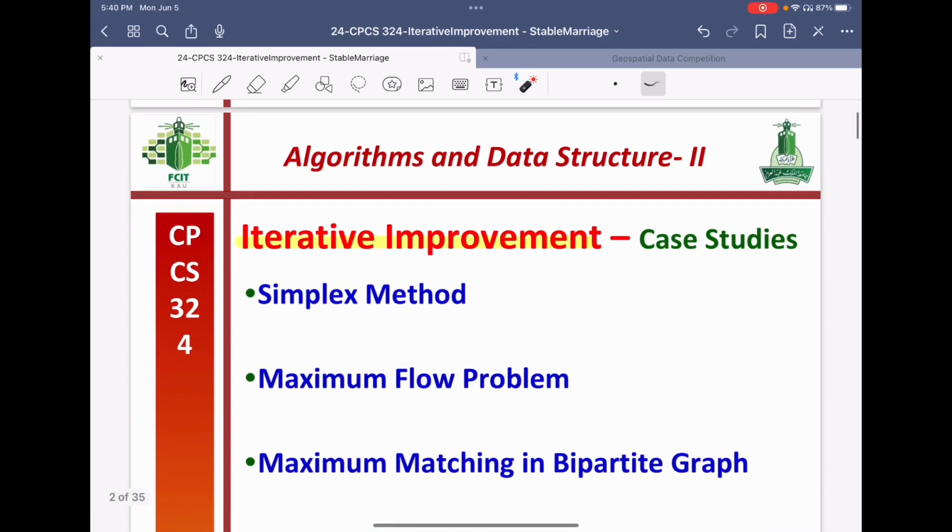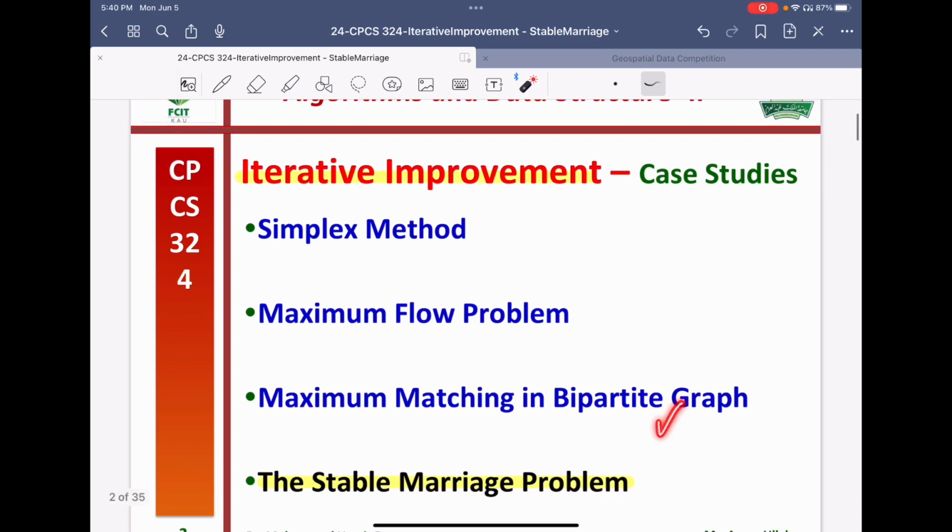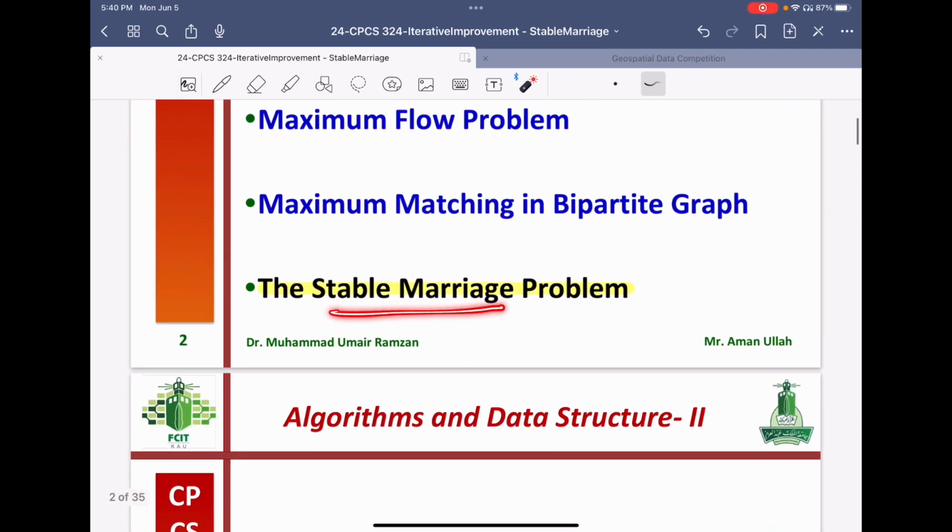اليوم حنتكلم عن the fourth case study في the iterative improvement chapter. تكلمنا عن simplex method, maximum flow problem, maximum matching in bipartite graph problem. واليوم حنتكلم عن the stable marriage problem.